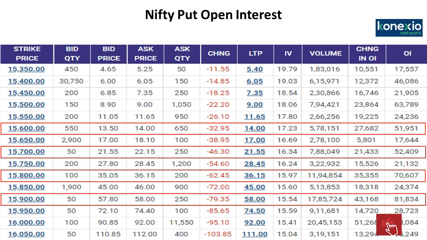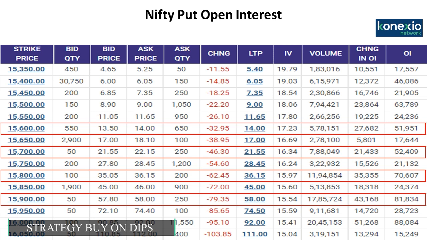for the next week. So definitely, this data is showing that smart money has already started feeling that Nifty might not go below 15,600 in the next week, and the view remains to be bullish. So any dips should be used as a buying opportunity.